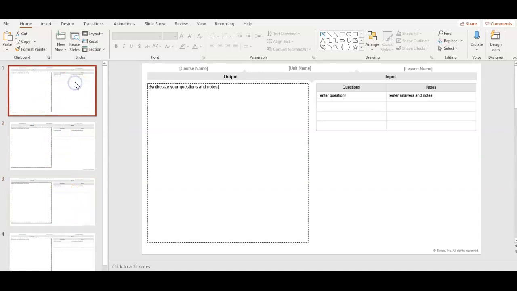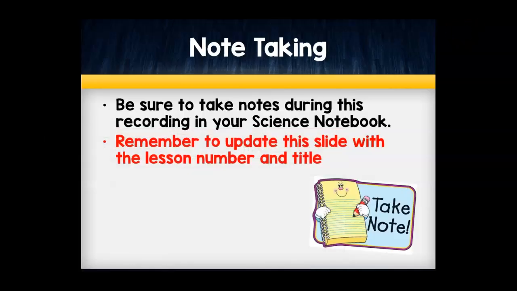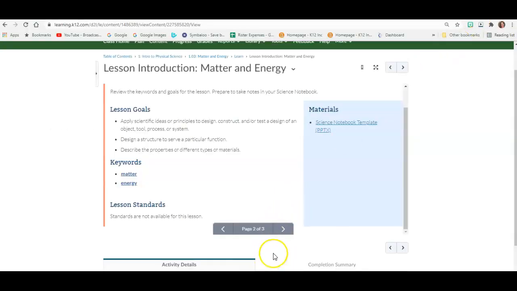So you have a 1.01, 1.02, 1.03. So you'd want to make sure you edit this information. And from there, you're able to add notes here, or you can come back and add notes in a little bit. But make sure you're doing that for each lesson.